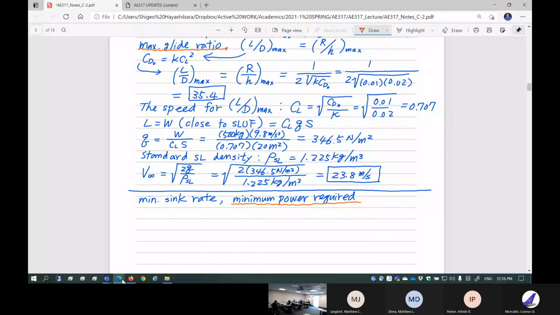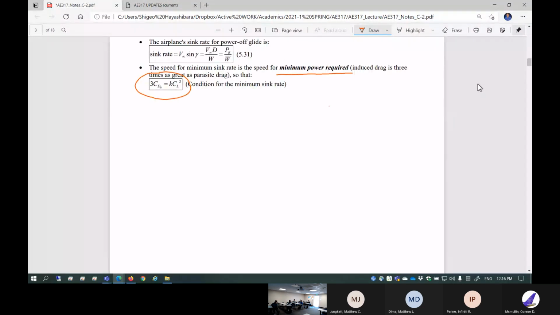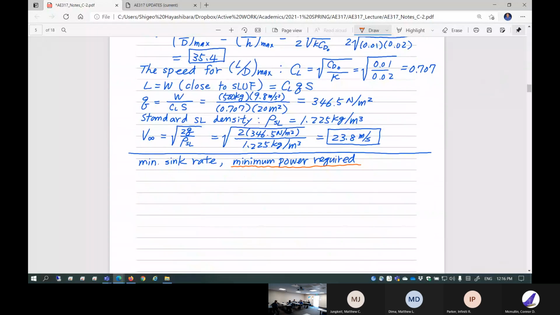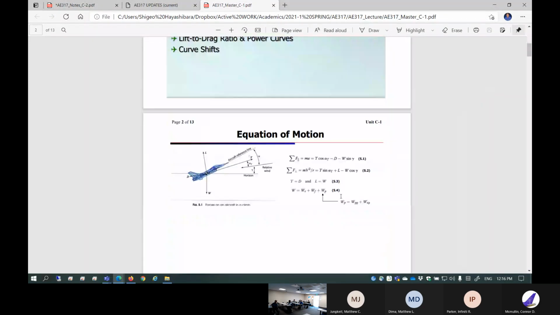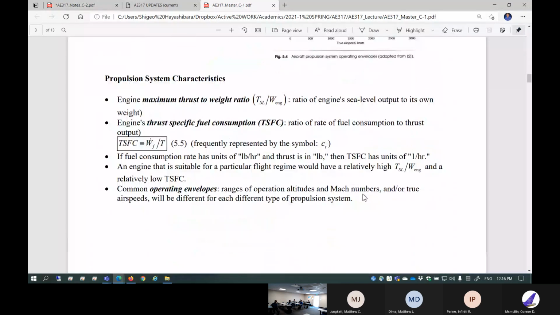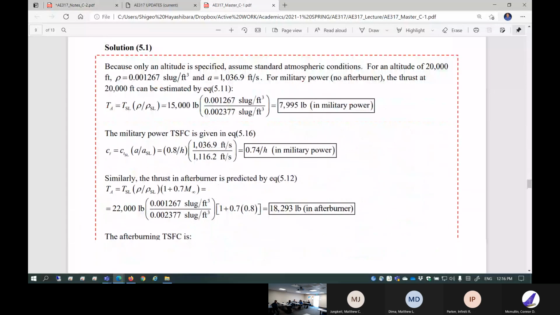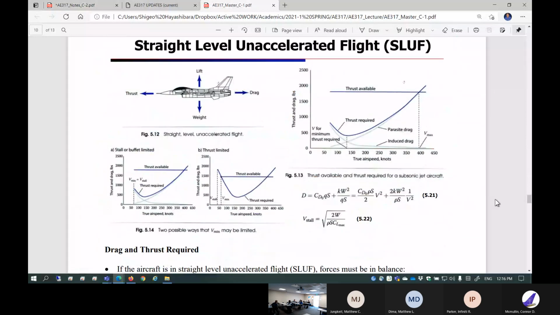Let's just go back to the notes of unit C1, the master notes, and take a look at the slough condition. Again, things really get confusing. Don't get confused, because when I was an undergrad student, this was completely lost on me. I basically decided to go for aero.